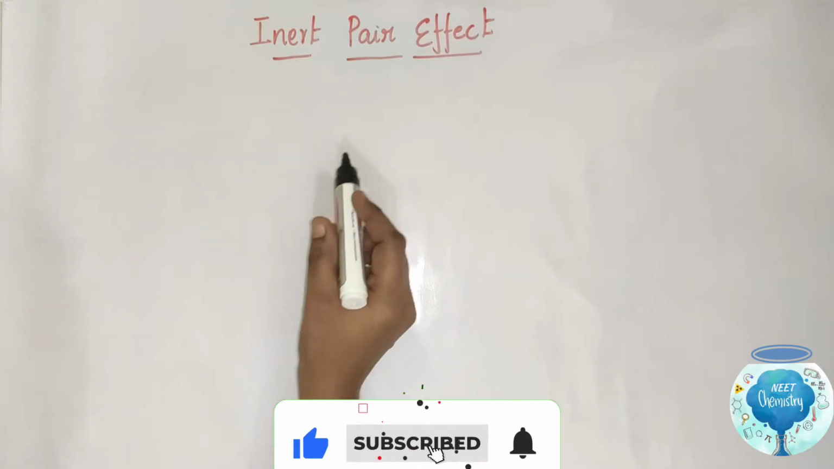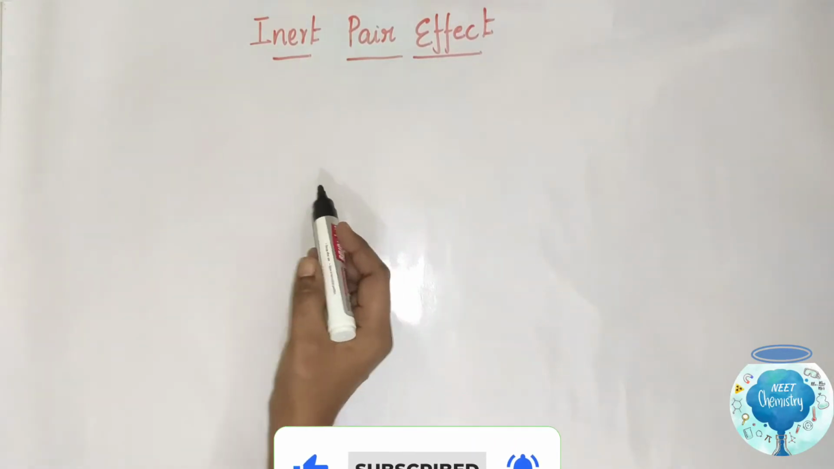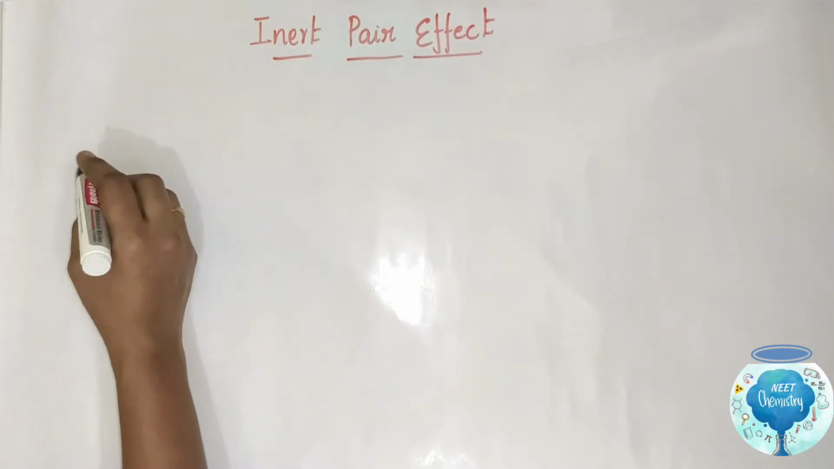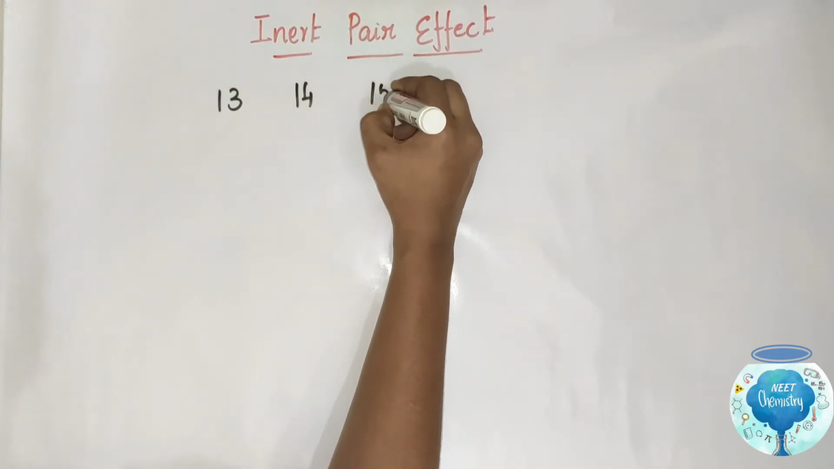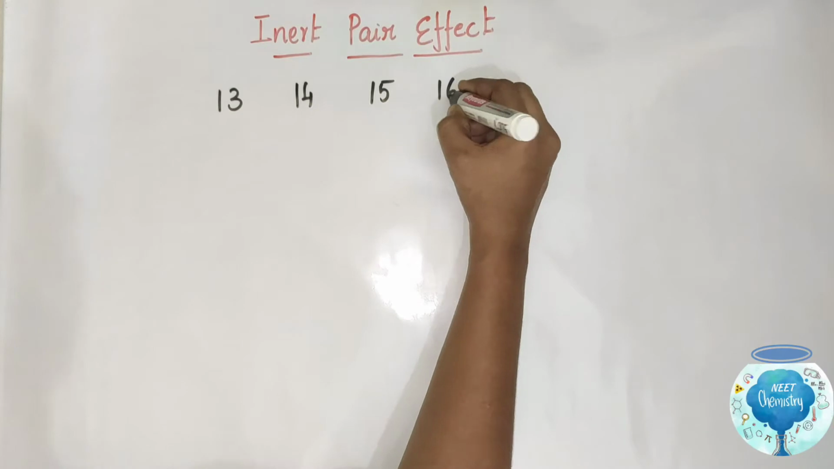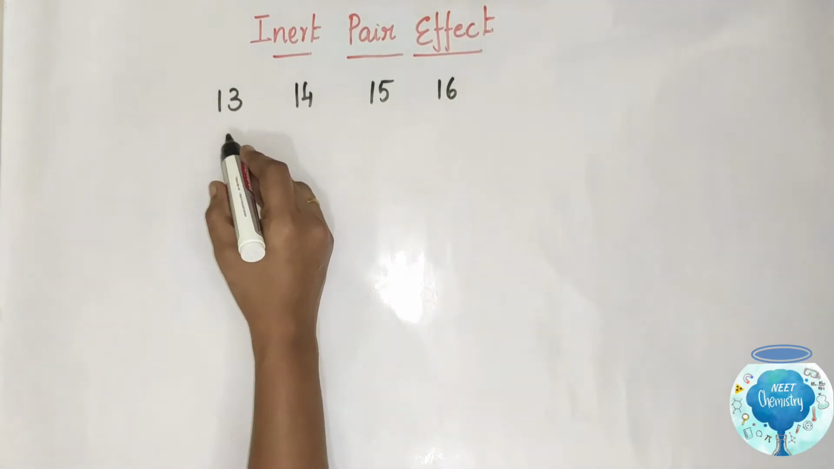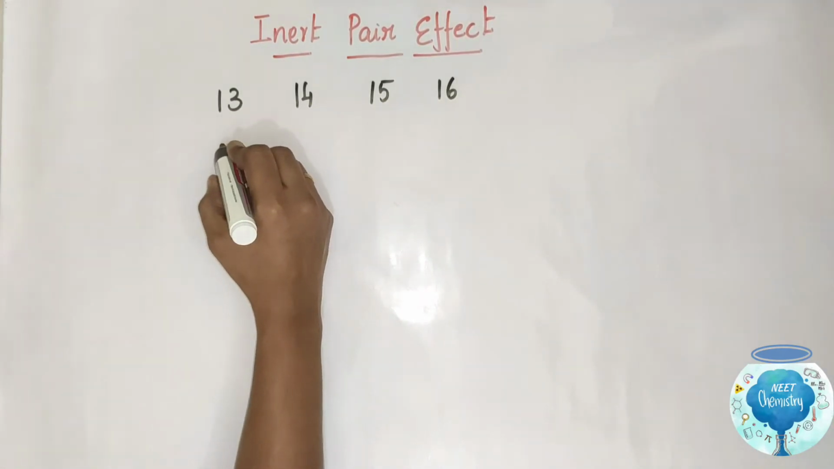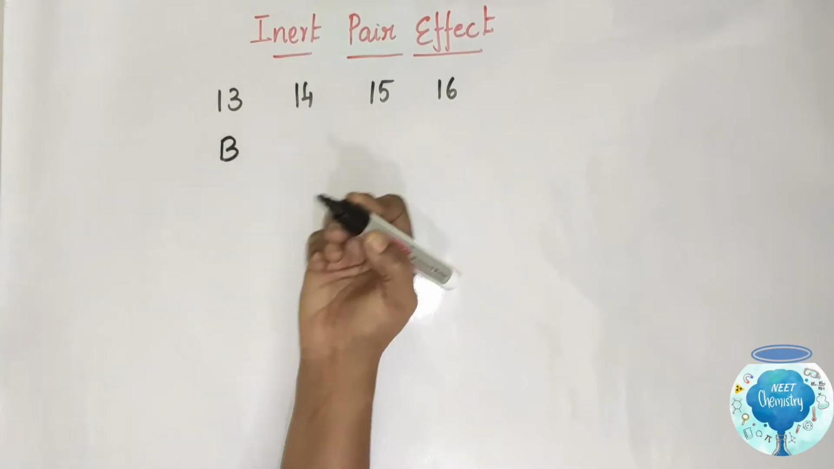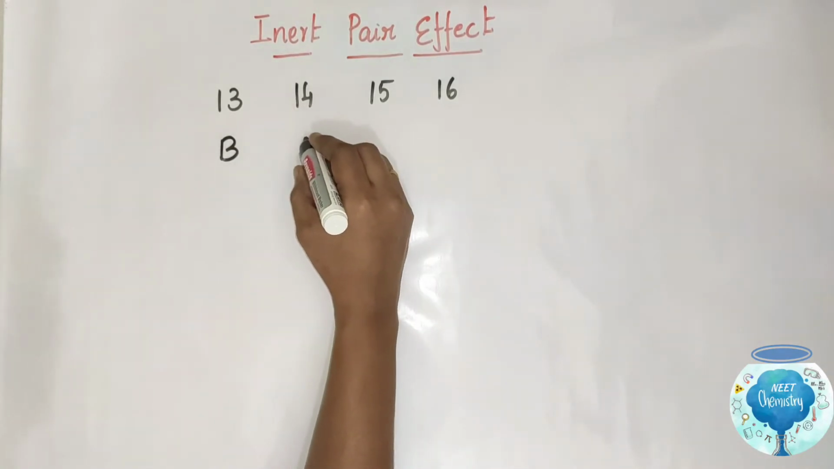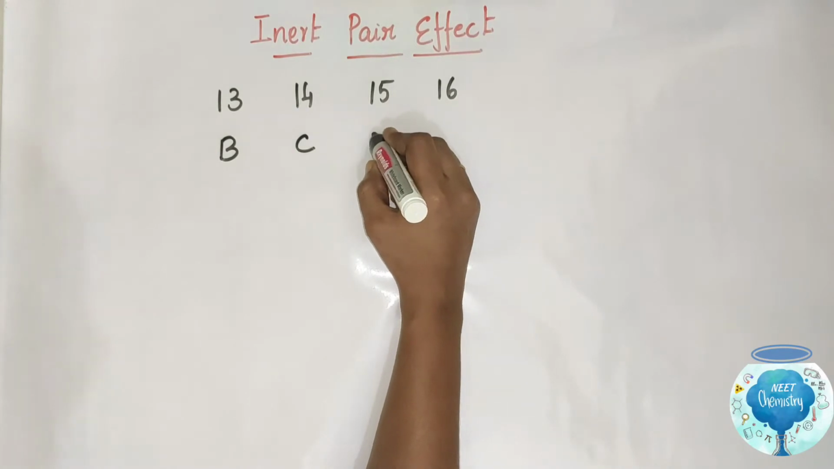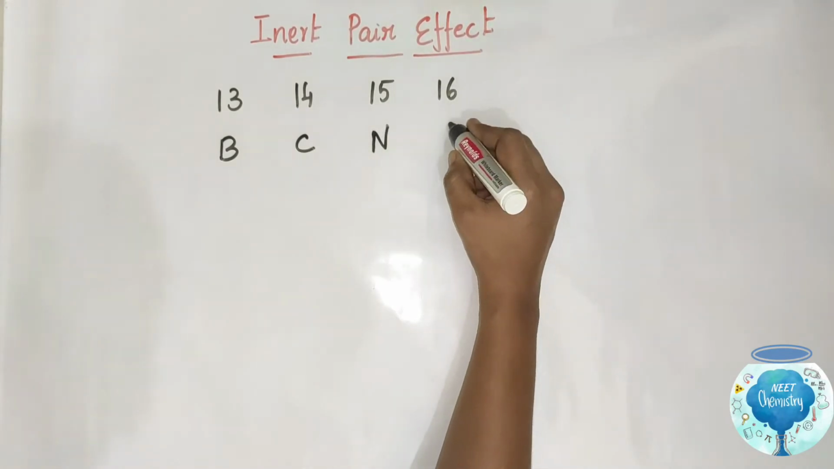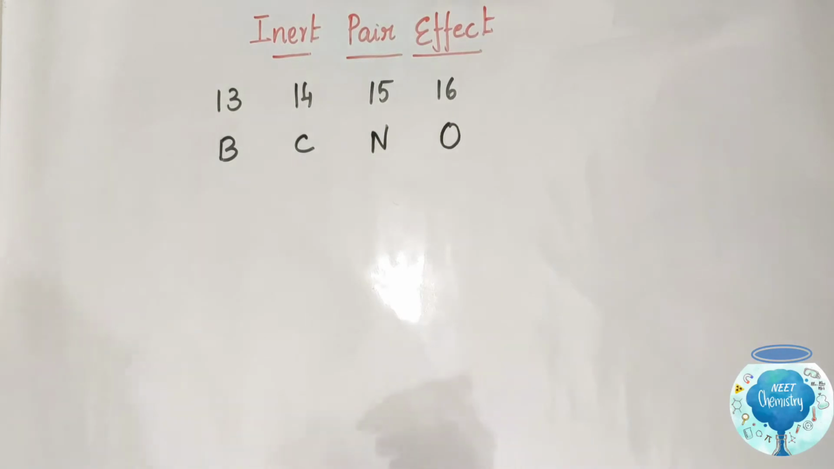Welcome to our class. Today the topic we are going to discuss is the inert pair effect. This effect is observed in the 13th, 14th, 15th, and 16th group elements. The 13th group elements are called the boron family. The 14th group elements are the carbon family. The 15th group elements consist of the nitrogen family. The 16th group elements are the oxygen family.